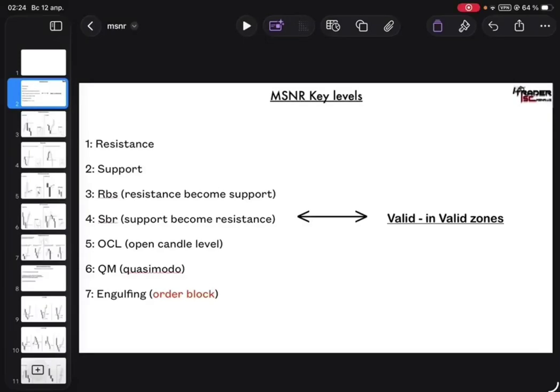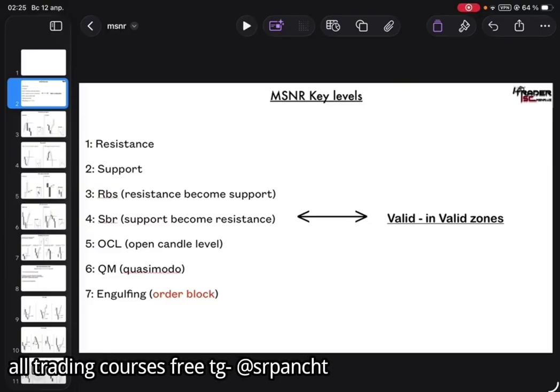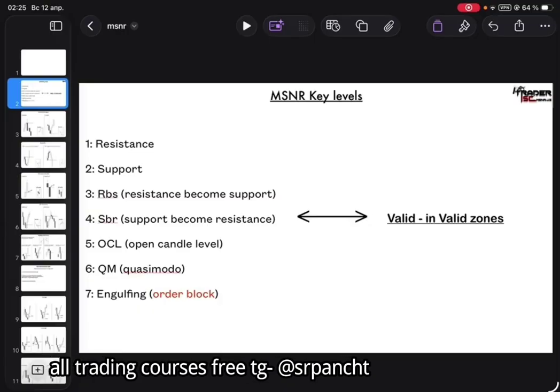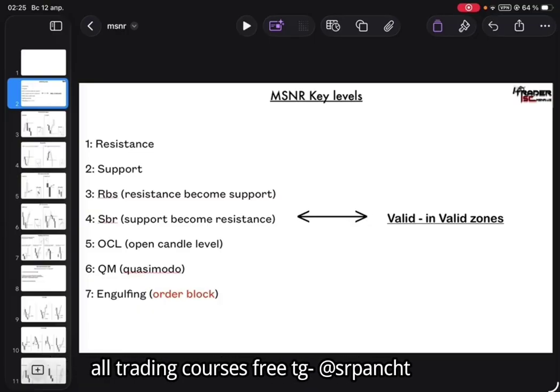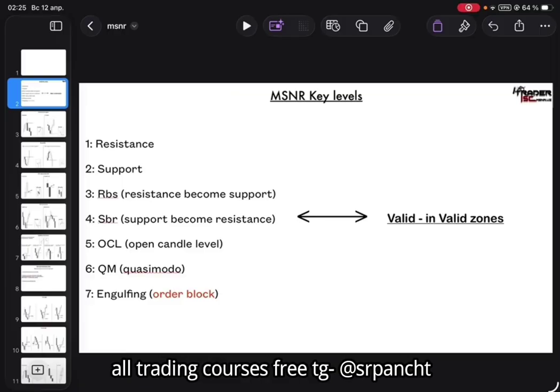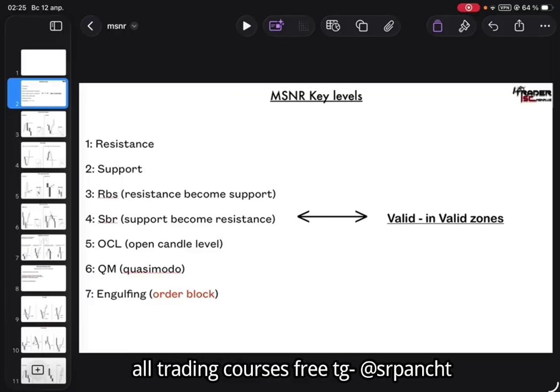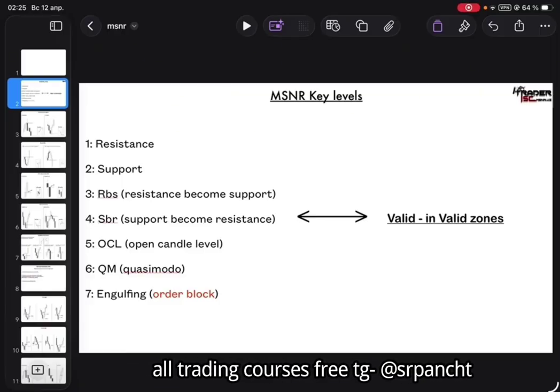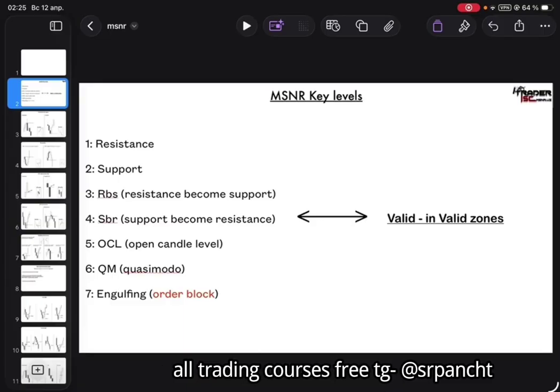Hello everyone. Our topic for today is Malaysian SNR. That is, we will learn about K levels. We need K levels to find a zone, that is, to make an entry. But in the current topic, I will teach you not about making an entry, but about getting familiar with K levels.